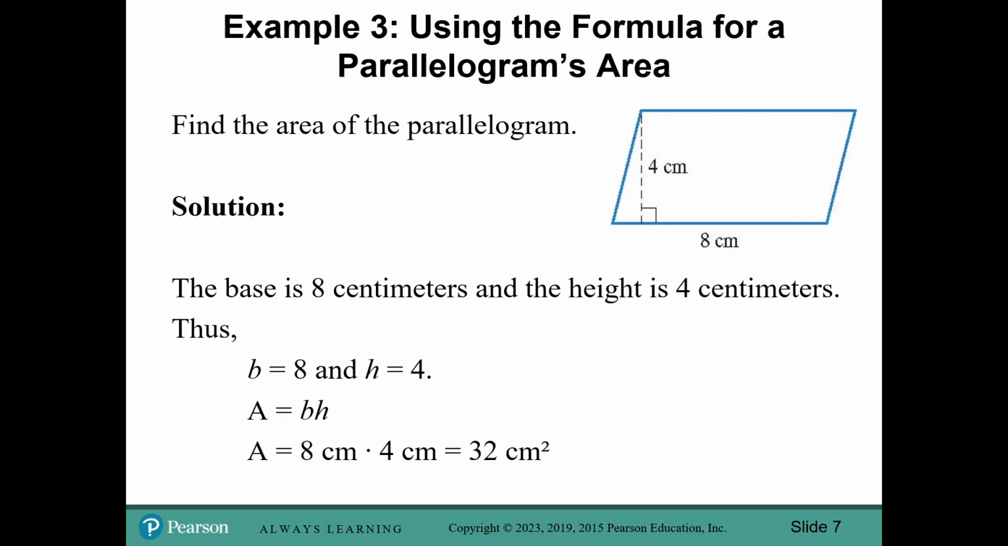So let's find the area of the parallelogram. The height here is 4 centimeters. The length here is 8 centimeters, so we're really just looking at 4 times 8. 4 times 8 is 32. They're centimeters, so it's centimeters squared.